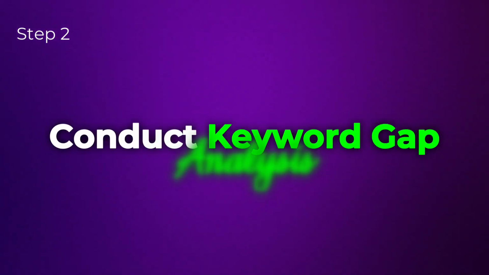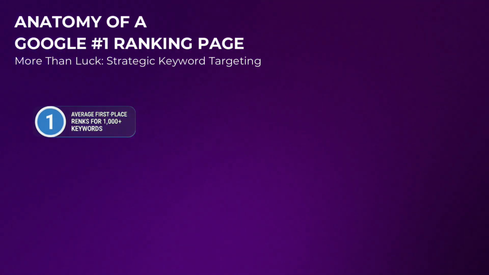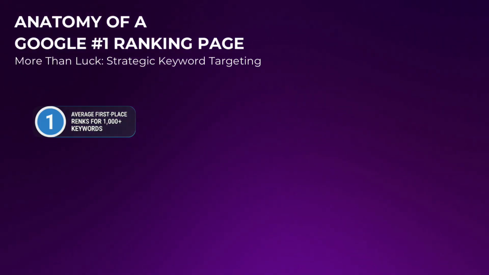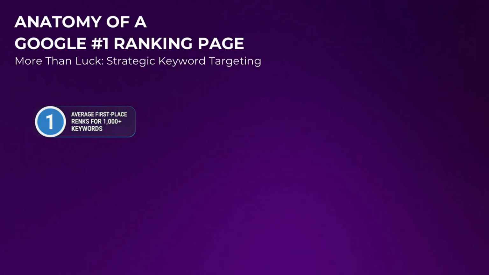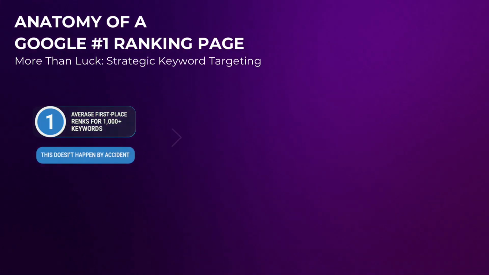Step 2, conduct a keyword gap analysis. This is where the magic's going to start happening. A keyword gap analysis finds keywords that are driving traffic to your competitors but not to you. Fact number 2, the average first place ranking in SERPs ranks for 1,000 plus keywords, and it doesn't happen by accident.